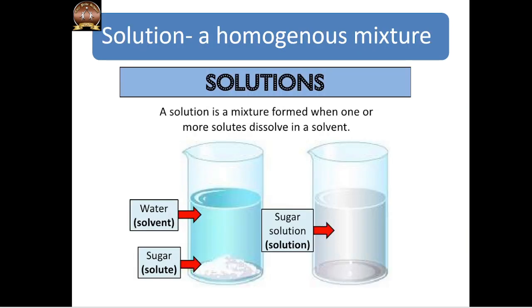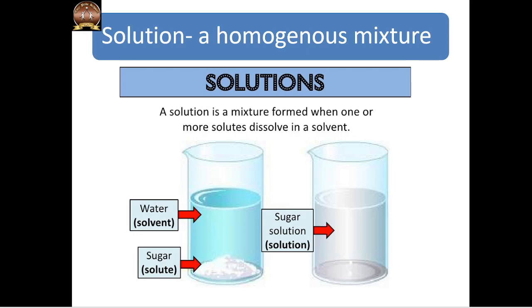Now let's talk about solutions. A solution is a homogeneous mixture, meaning that it will not separate on standing. A solution is a mixture that is formed when one or more solutes dissolve in a solvent. We have already learned that a solution is made up of a solute, which is a solid substance, which dissolves or can uniformly distribute in the solvent. The solvent can be water or any other liquid. The solvent can even be gases, which you will learn in later classes. But for now, we will consider our solvent as a liquid.